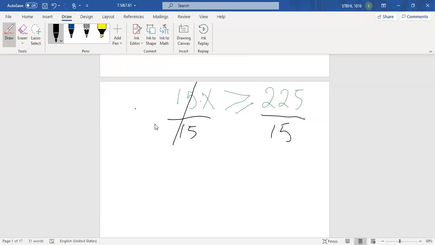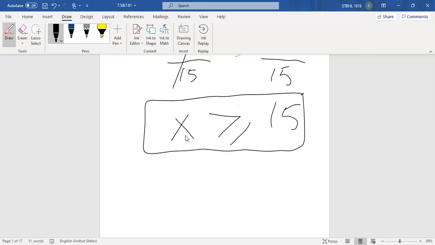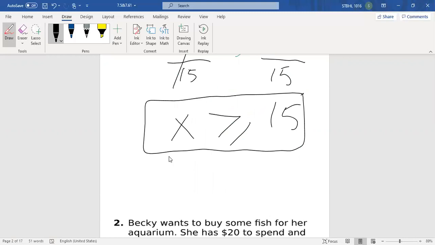So x is greater than or equal to 15. Which means what? Remember that we represent the number of hours by the variable, which means Ling must work how many hours? 15 hours or more. So she must work 15 hours or more.